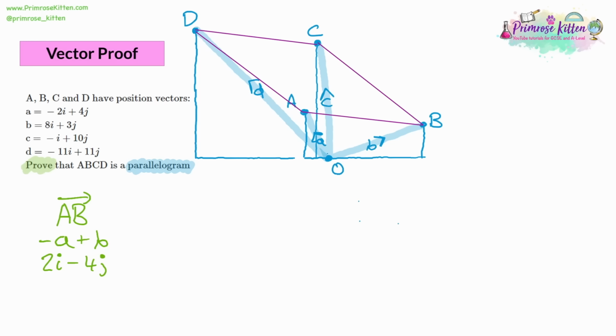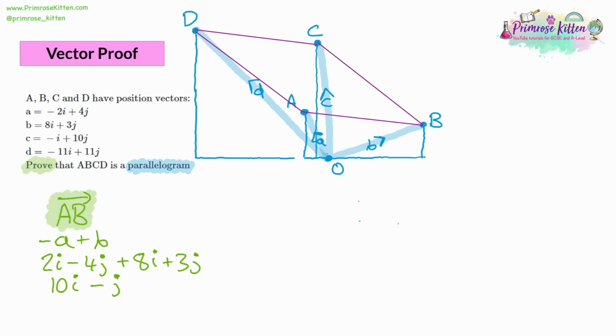Then we want to add B onto that, which is 8i plus 3j. So if we add all this up, like terms, 2i plus 8i is 10i. Negative 4j plus 3j is negative 1j. So that's what AB is.